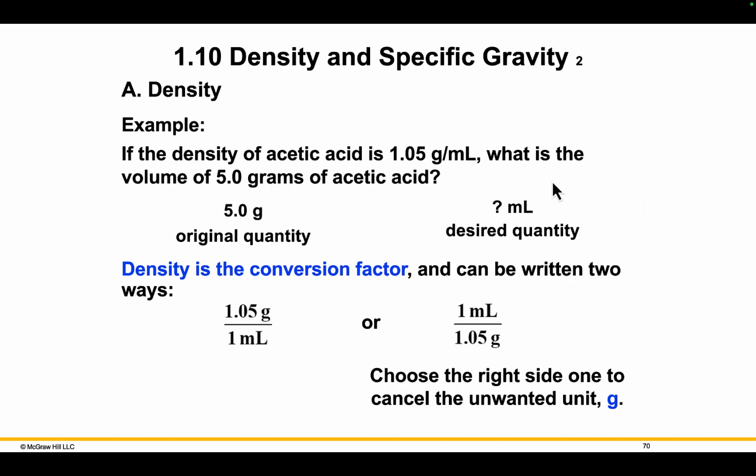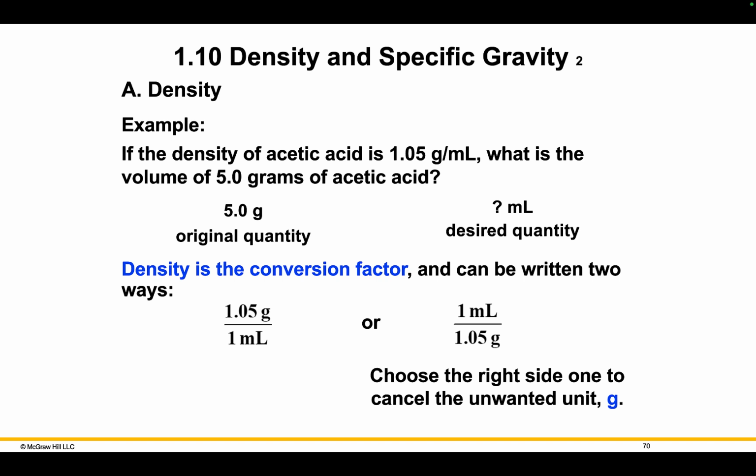An example of this is: if the density of acetic acid is 1.05 grams per milliliter, what is the volume of 5 grams of acetic acid? There's a couple of different ways that you can think about this. One is to think about it as a formula, so density equals mass divided by volume. You can certainly rearrange that equation to solve for volume.